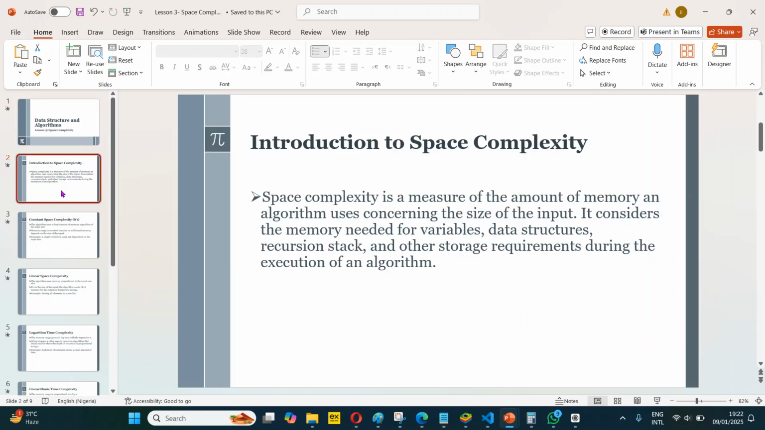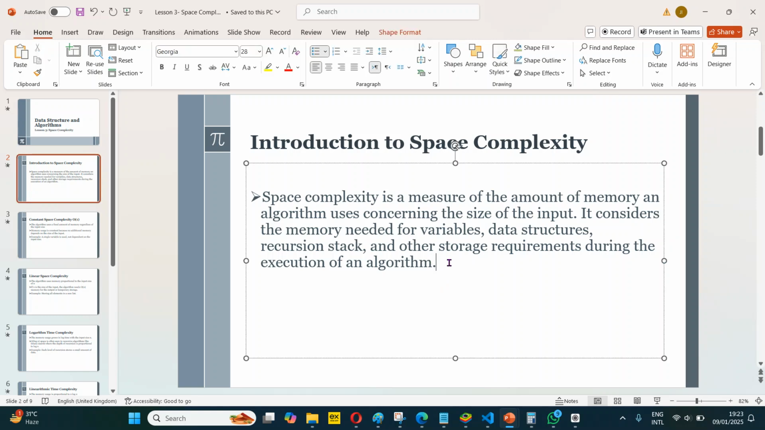So what is space complexity? Space complexity is a measure of the amount of memory an algorithm uses concerning the size of the input. It considers the memory needed for variables, data structures, the recursion stack, and other storage requirements during the execution of a program.